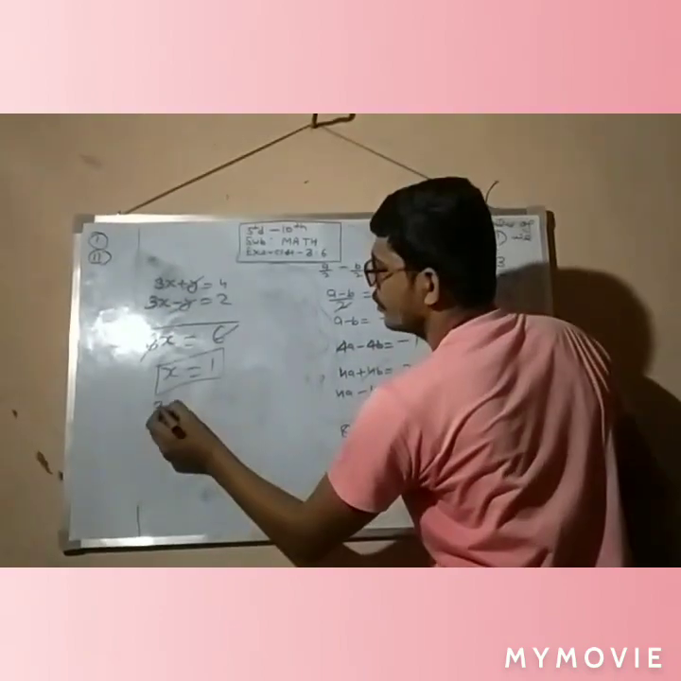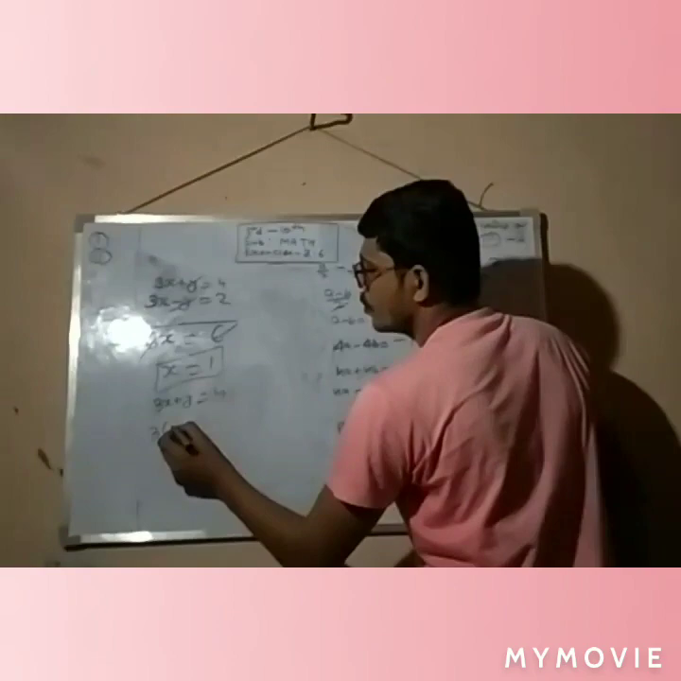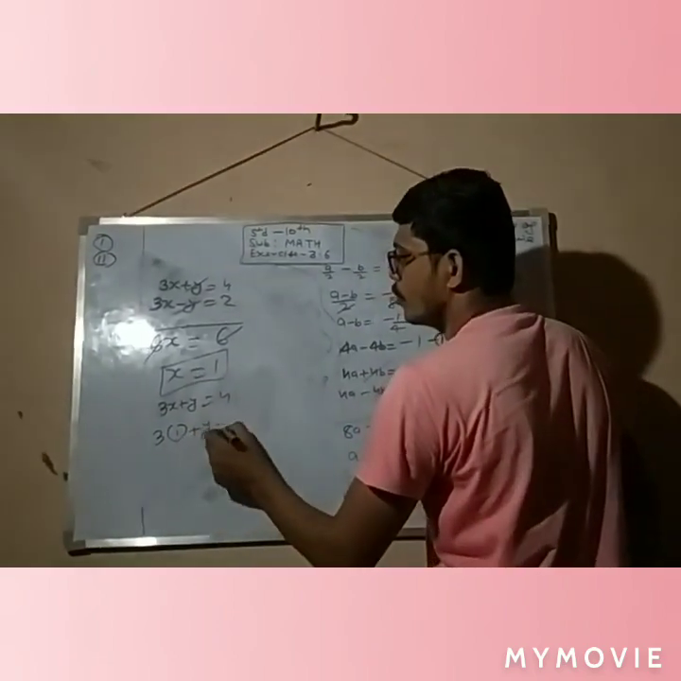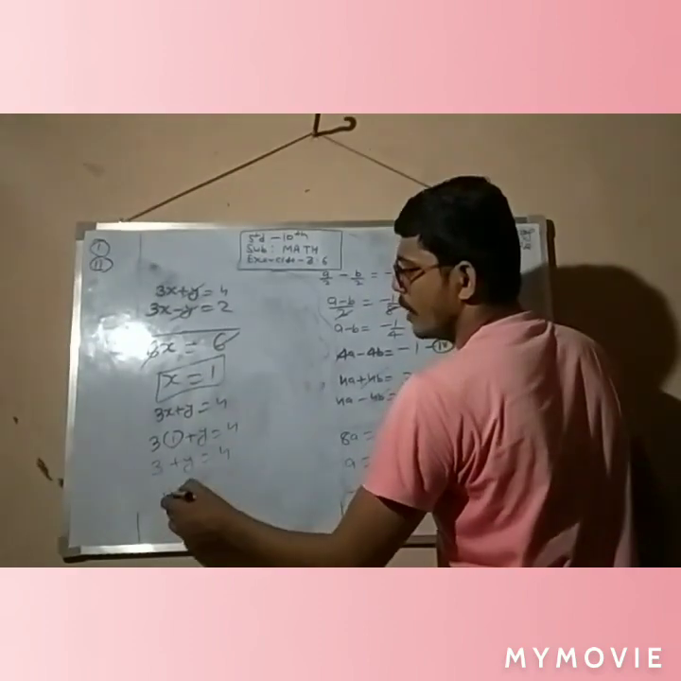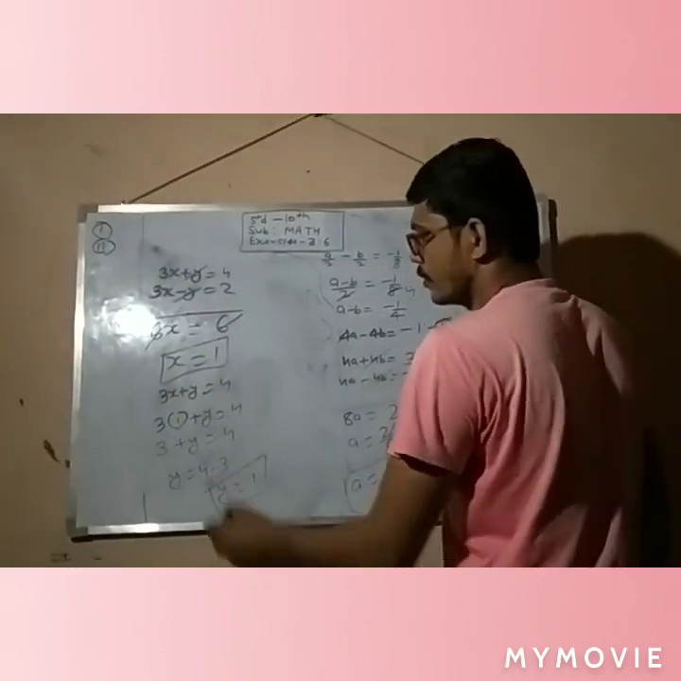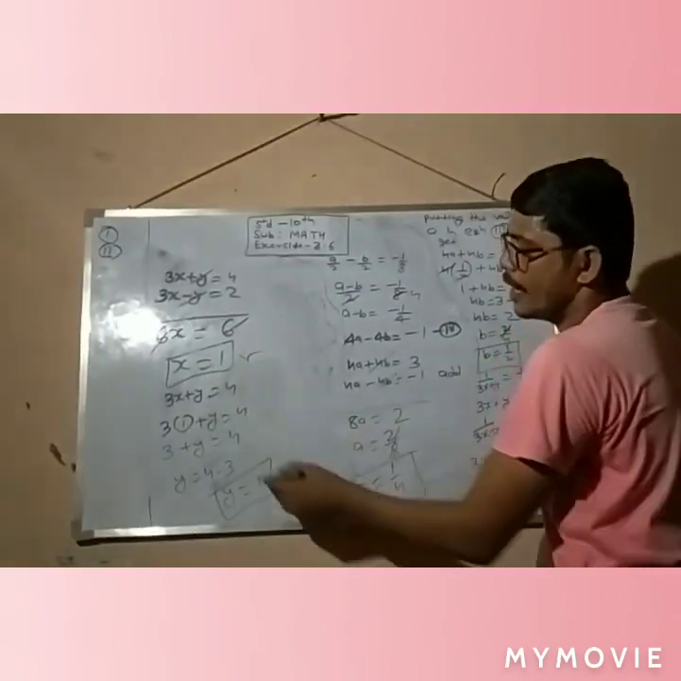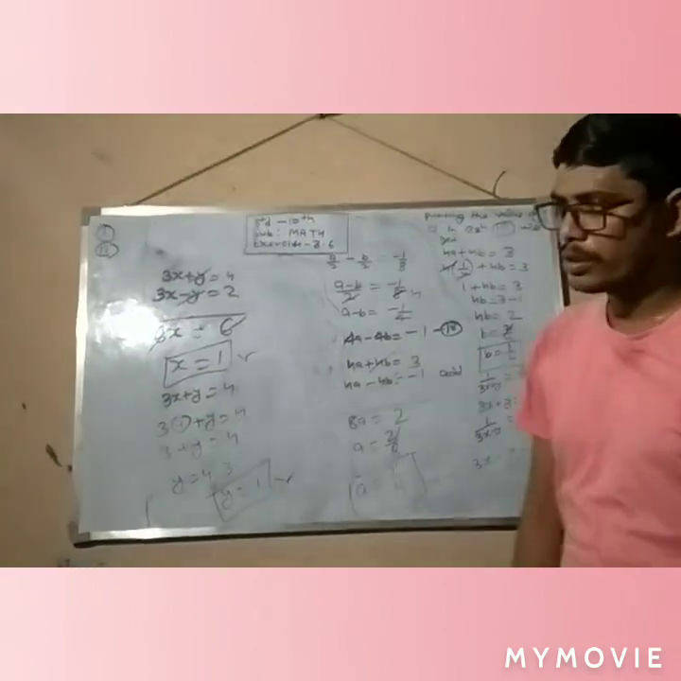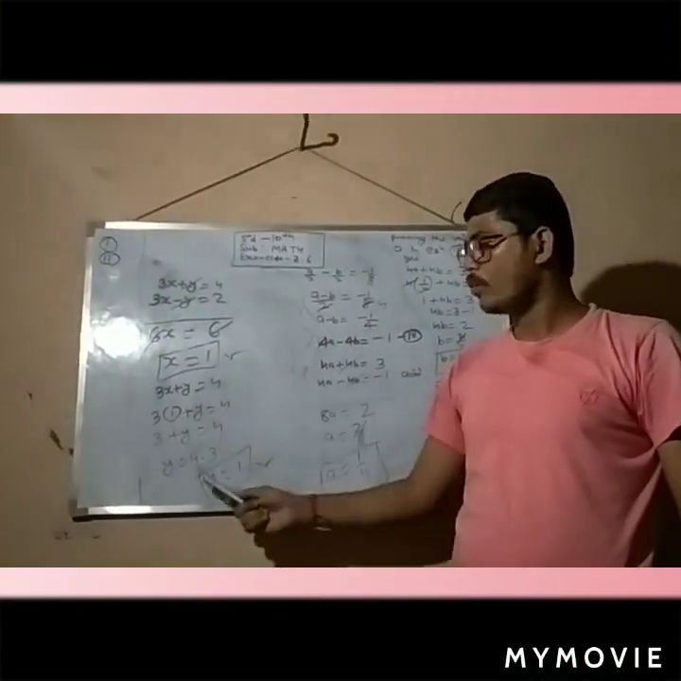Put in the equation 3x + y is equal to 4. 3 into 1 + y is equal to 4. 3 + y is equal to 4. y is equal to 4 minus 3. Therefore y is equal to 1. Therefore the solutions of x and y are x is equal to 1 and y is equal to 1. Okay, thank you all my dear students. x is equal to 1 and y is equal to 1.